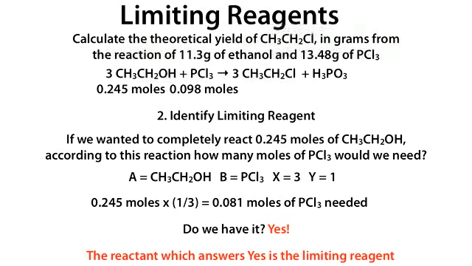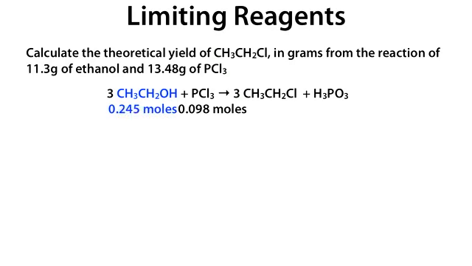The reactant which answers yes to this question is the limiting reagent of the reaction. No matter how many reactants you have, this is a foolproof method which will give you the identity of the limiting reagent. You just have to find which reactant answers yes to this question. So now we've identified ethanol as the limiting reagent. I'm going to put ethanol in blue to identify it as our limiting reagent.